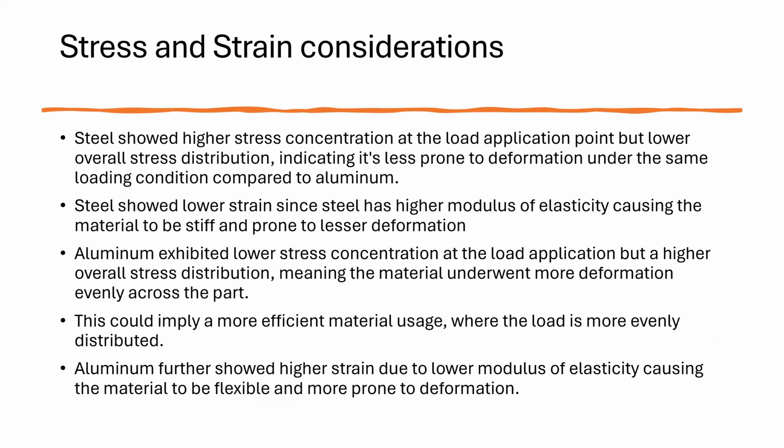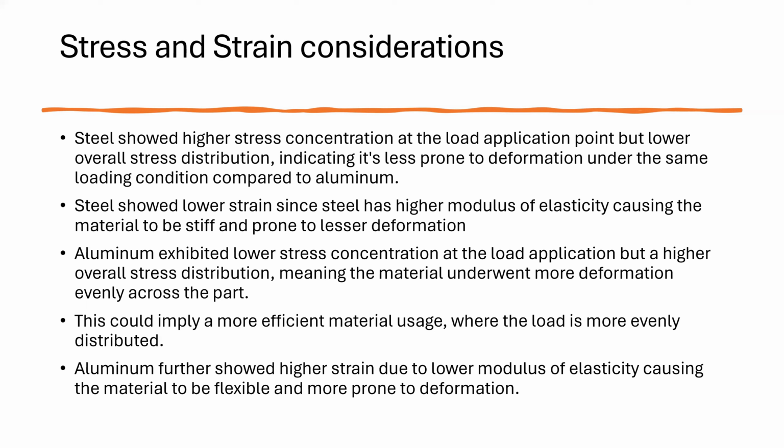Considering stress and strain, steel showed higher stress concentration at the load application point, but lower overall stress distribution across the body, indicating it's less prone to deformation under the same loading condition compared to aluminum. Steel showed lower strain since steel has higher modulus of elasticity, causing the material to be stiff and prone to lesser deformation.